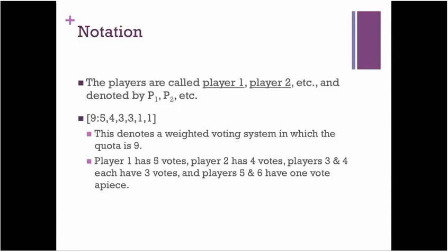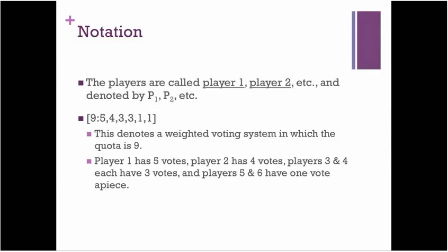And everything that we want to know mathematically about a weighted voting system can be summed up just by giving some numbers, as we've shown here. This will be our standard notation for specifying a weighted voting system. We'll put square brackets around everything. The first number that's listed is the quota, and then followed by a colon will be the weights of the players in order by their player number. So in this example, player 1 has 5 votes, player 2 has 4 votes, players 3 and 4 each have 3 votes, and then finally players 5 and 6 have 1 vote apiece.